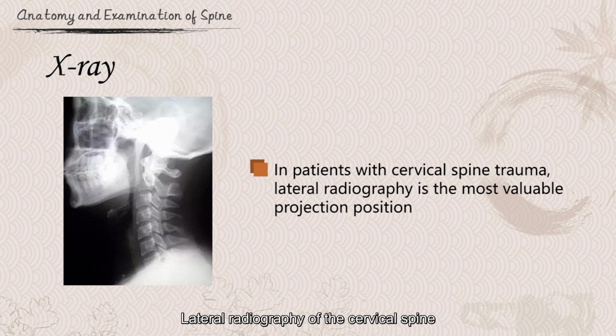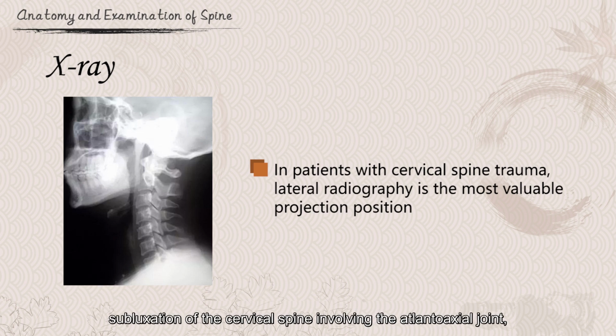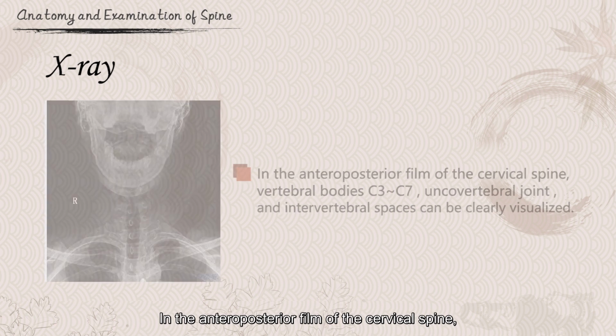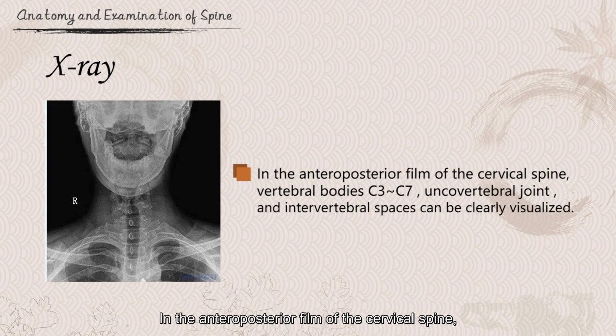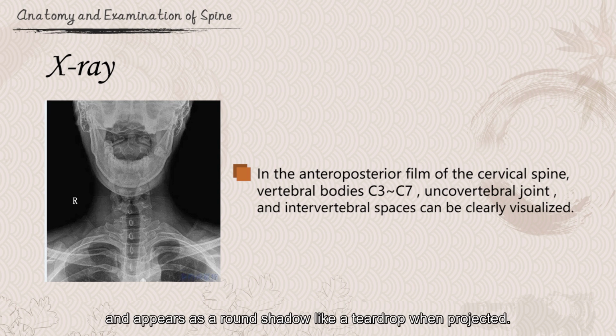Lateral radiography of the cervical spine in the lower part of the skull is important to assess vertical subluxation of the cervical spine involving the atlantoaxial joint, which is characterized by displacement of the odontoid process into foramen magnum. In the anteroposterior film of the cervical spine, vertebral body C3 to C7, uncovertebral joint and intervertebral space can be clearly visualized. The spinous process is almost erect and appears as a round shadow like a teardrop when projected.